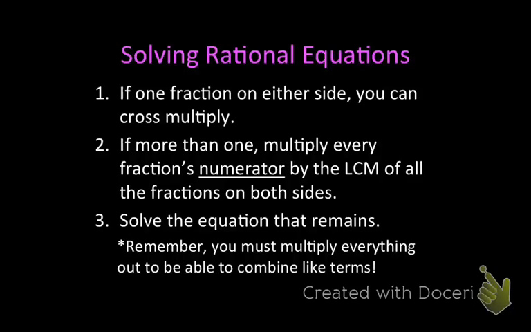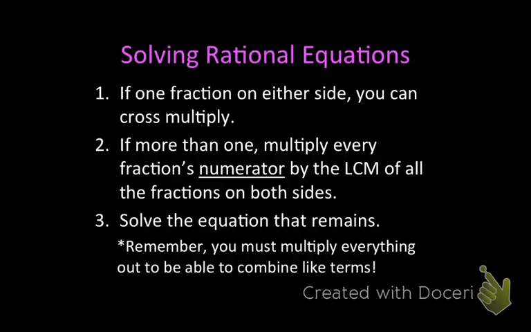The last thing we talked about in this chapter was how to solve a rational equation. We spent a lot of time simplifying things, but now when we put an equal sign into it, we actually want to be able to solve and get a value for x. If you only have one fraction on either side of the equal sign, you can cross multiply because then it's a proportion. Most of you guys are pretty confident with that one.